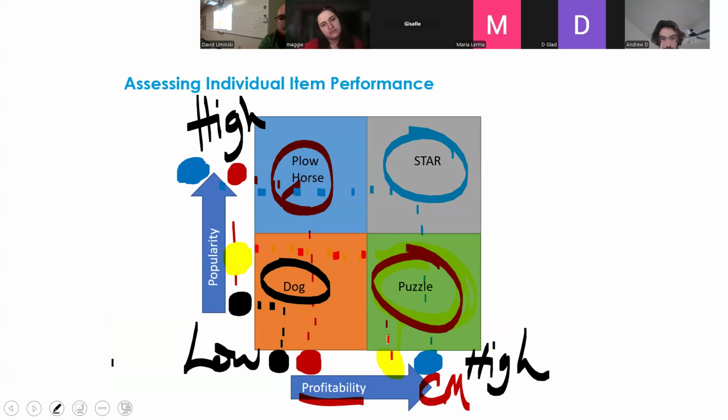Can you say the one for the horse one more time? Yep. So plow horse has high popularity. People love it. A lot of people order it, but it has low profitability, low contribution margin, which means people buy it, but it doesn't make us a lot of money. Okay. And we're going to talk about how we put these into different categories in just a moment.